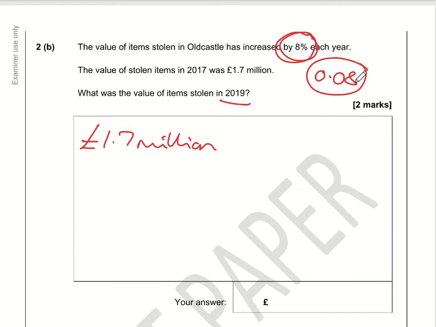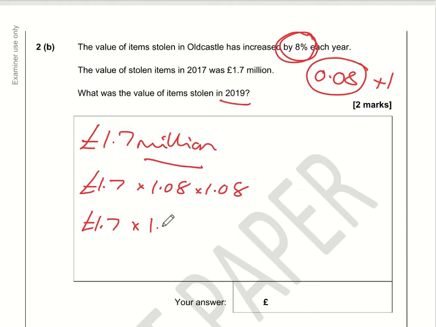But there's a much easier way. If 0.08 is the multiplier to calculate 8% of an amount, then to increase by 8%, we just add 1 to this figure. So our multiplier is 1.08. So 1.7 million multiplied by 1.08, and we need to do that twice. So multiply by 1.08 again, or 1.7 million times 1.08 squared. I'll worry about the fact that it's million later on, by the way.